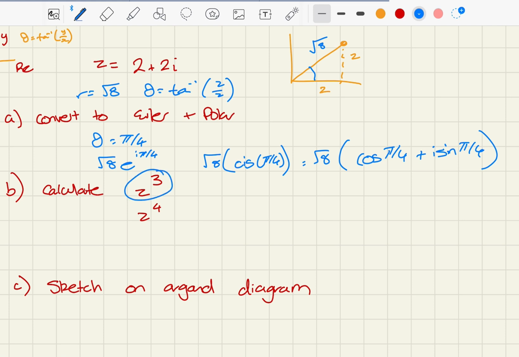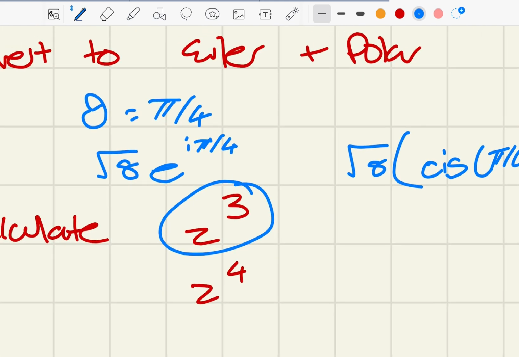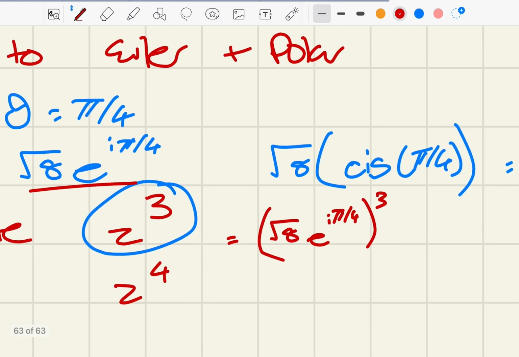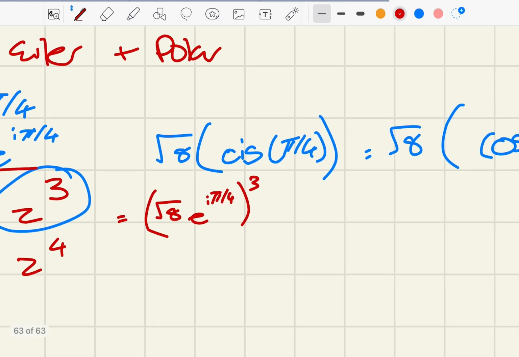When I'm raising it to a power, let's say I'm doing z cubed, the easiest way to do this always is to do it with Euler form. So you want to take this one here. I want to raise this to the power. So I do root 8 e to the i pi by 4, and I cube it. So I do root 8 cubed, which when I put that in my calculator is 16 root 2. And then if you think about powers, I'm just multiplying the powers together. So I get e to the i 3 pi by 4.